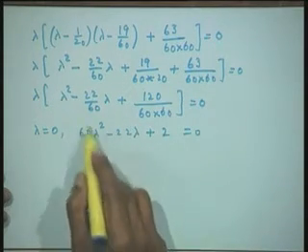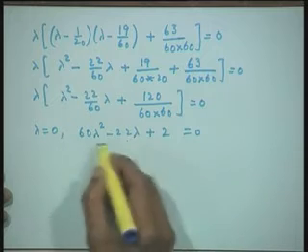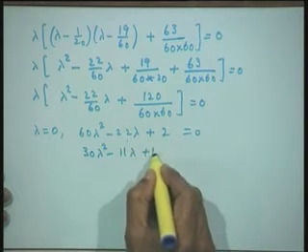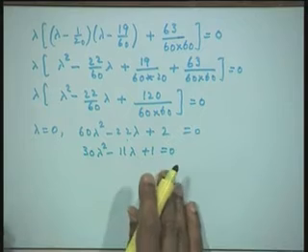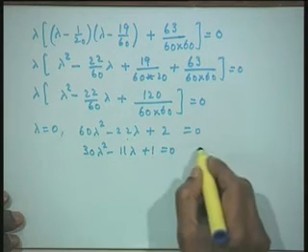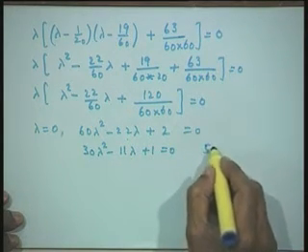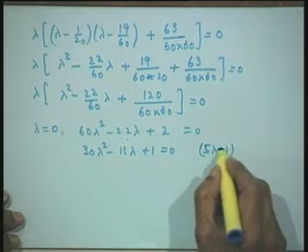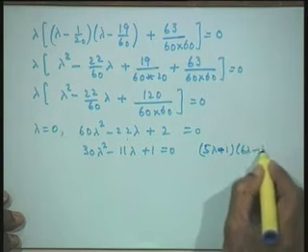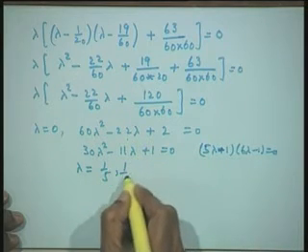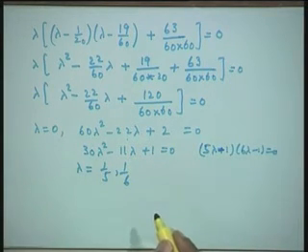So, I will have 60 lambda square minus 22 lambda plus this, or 30 lambda square minus 11 lambda plus 1 is equal to 0. I find its eigenvalues. This is simply 1 by 6 and 1 by 5, that is equal to 5 lambda minus 1 into 6 lambda minus 1 is 0. So, lambda is equal to 1 by 5 and lambda is equal to 1 by 6.